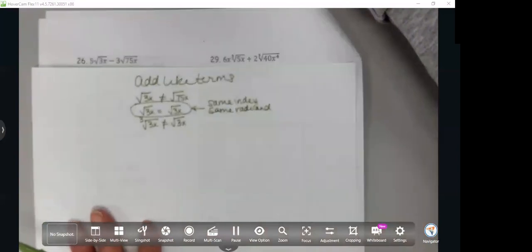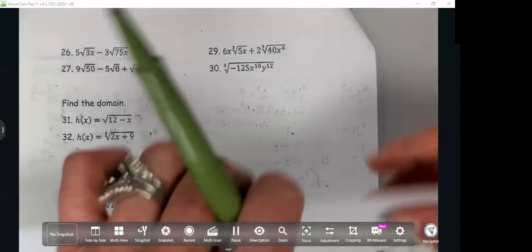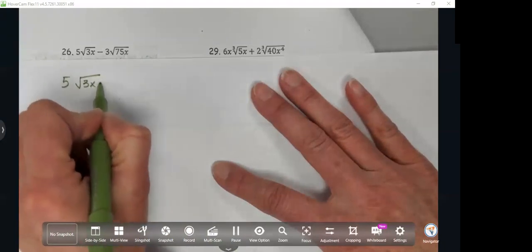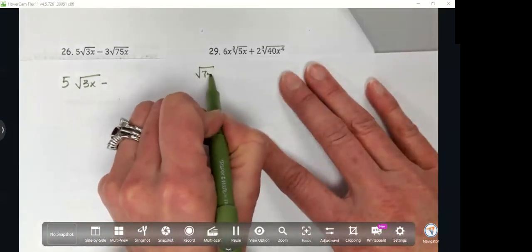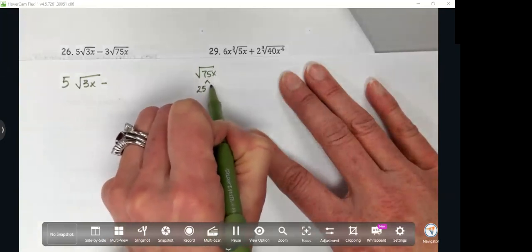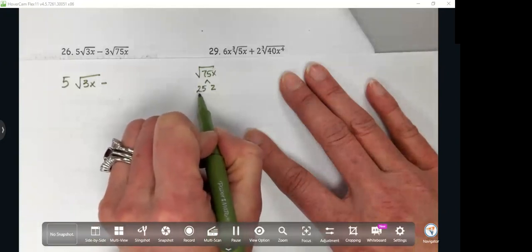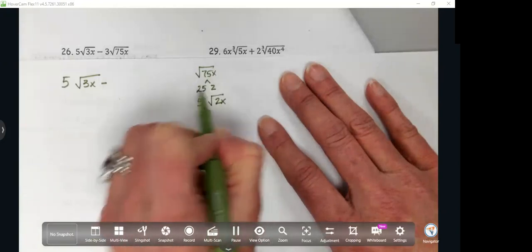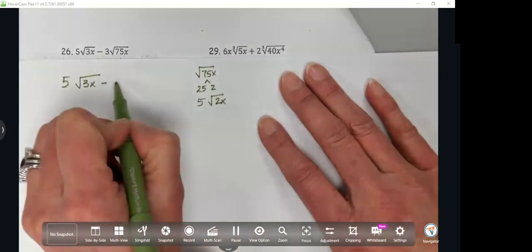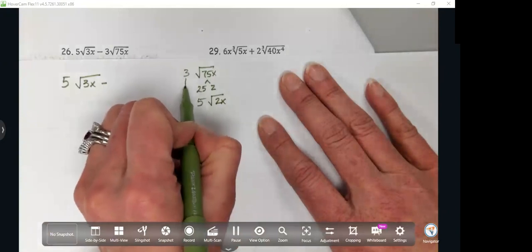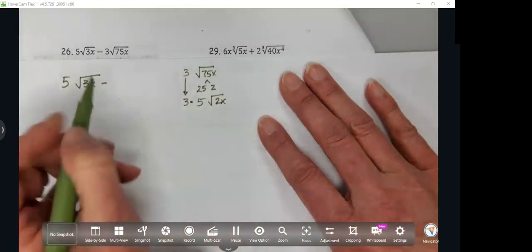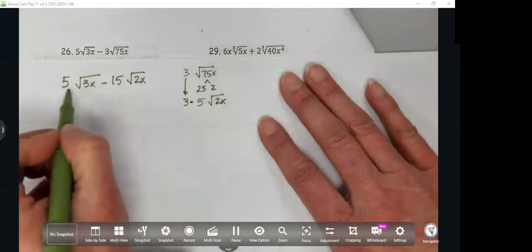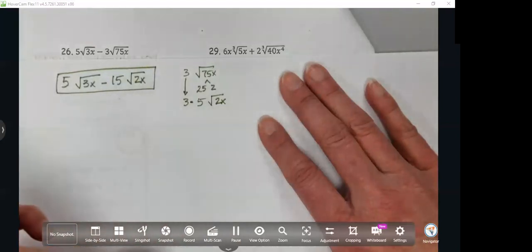Okay, so that being said, what I can do is look at 75 and say, all right, that looks like something I can simplify. So if I start off with 5 square root of 3x minus, and I take the square root of 75x, I can simplify this to 25 times 2, right? Which is the square root of 5 square root of 2x, which is still not the same. I multiply that 5 times the 3 because there's that 3 out here that comes down, so 3 times 5 is 15, square root of 2x, and that is as good as it gets right there.